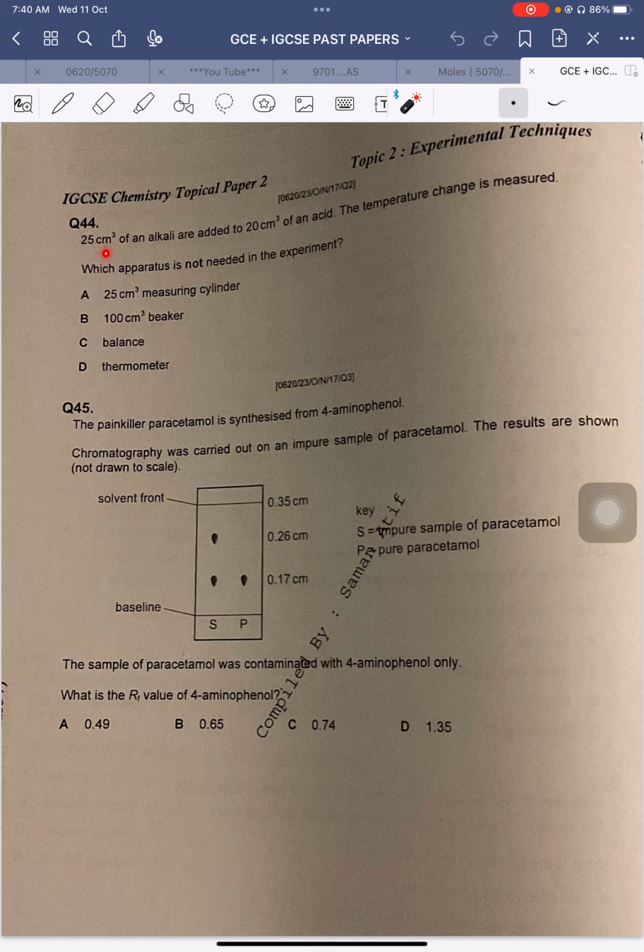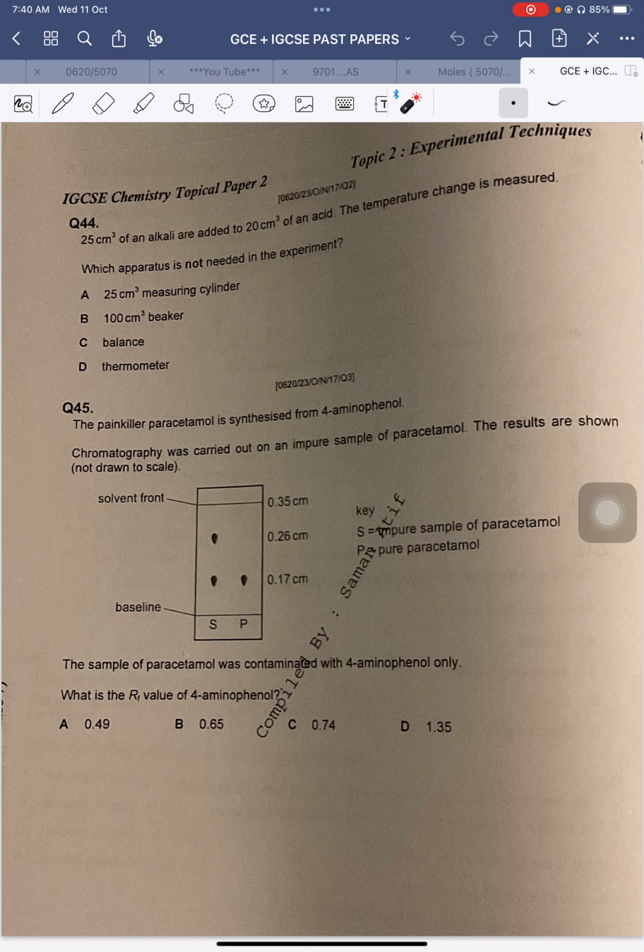Okay. So 25 cm³ of alkali, done. We can measure it with the measuring cylinder. 20 cm³ of an acid, we can measure it with the measuring cylinder as well. And the temperature can be measured with the thermometer. All right. And here, what is not needed? Actually, here we do not need the balance.